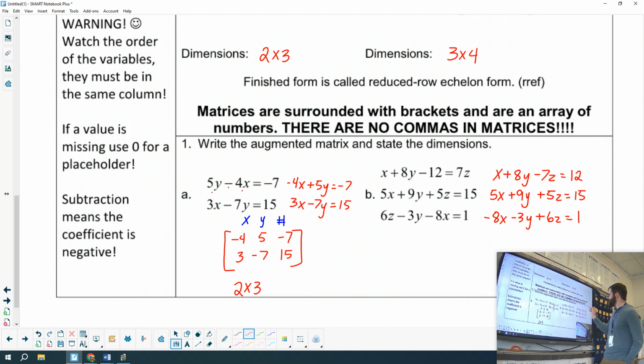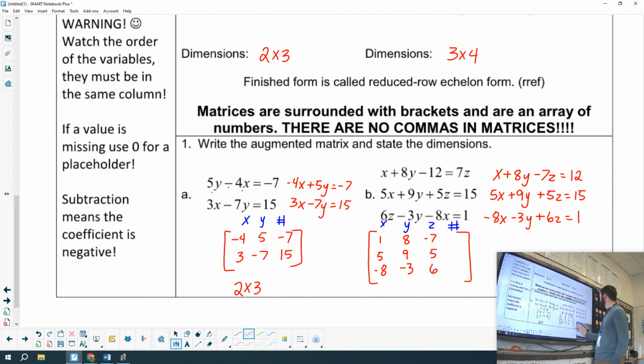Okay? All right, so let's write our matrix for this. So this one's going to be pretty big. And for this one, I'm going to have an x column, a y column, a z column, and a whole number column. Okay? So we got all three there. So let's see, my x's are going to be 1, 5, and negative 8. My y's are going to be 8, 9, and negative 3. My z's are going to be negative 7, 5, and 6. And my whole numbers are going to be 12, 15, and 1.